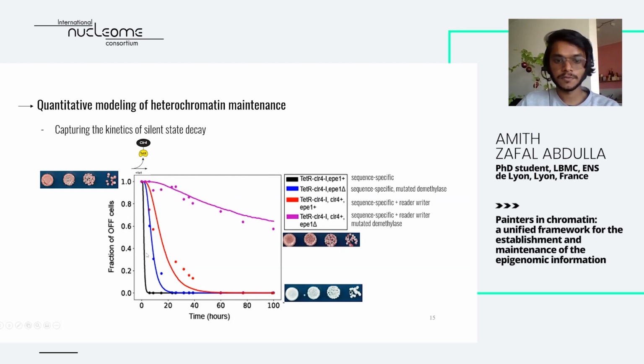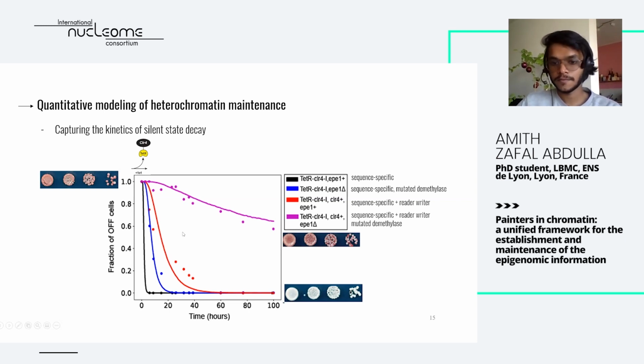Just to recap, if you compare between blue and red, the only difference is that we have the reader-writer process. So when we have the reader-writer process, the decay is much slower. And if you compare between the blue and magenta, still the difference is that you have the reader-writer process. So in the case of magenta, we are able to maintain the states for much longer, with demethylase mutated. So in summary, we can actually capture the kinetics of this decay, in all 4 cases, very well with our model.